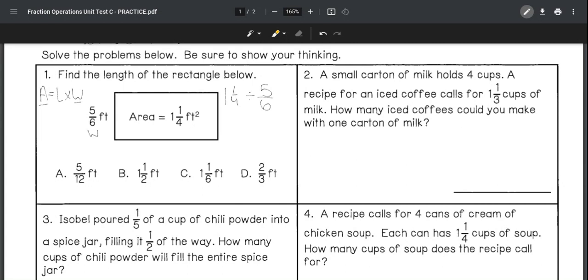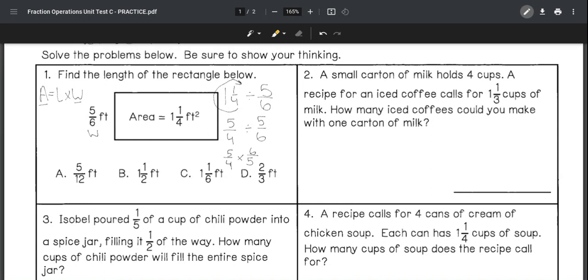I can't use the keep change flip right now because I need to turn this back into an improper fraction using the MAD-C method. So 4 times 1 is 4, 4 plus 1 is 5 fourths divided by 5/6. Ready for the keep change flip. Keep 5/4, multiply by 6/5.